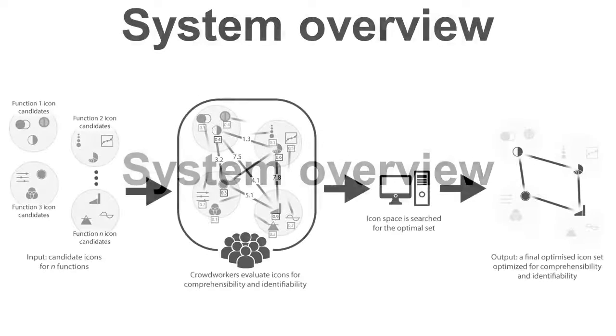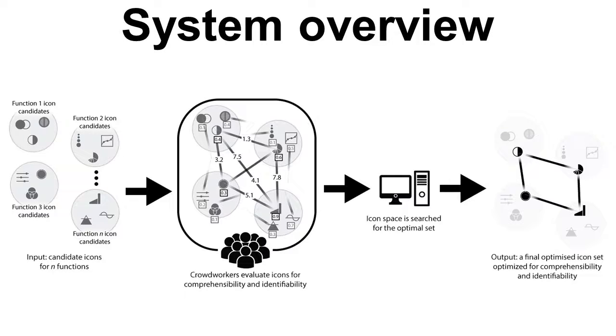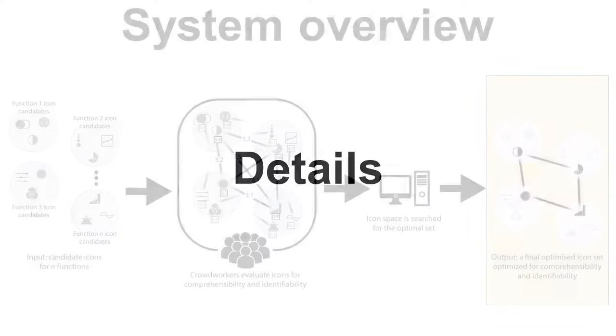We present a system which accepts several groups of candidate icons as input and produces an optimized icon set using crowdsourcing. We break it down into 4 parts. First, several groups of similarly styled icons are accepted as input. Each group represents a distinct function or concept, like saving or deleting data. Second, the given icons are measured for comprehensibility and identifiability using crowdsourcing. Third, this data is used to assign every possible icon set combination an overall score and find the set with the highest score. Finally, the output is a final complete icon set optimized for comprehensibility and identifiability.